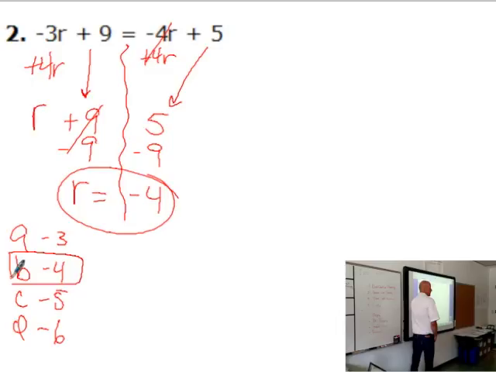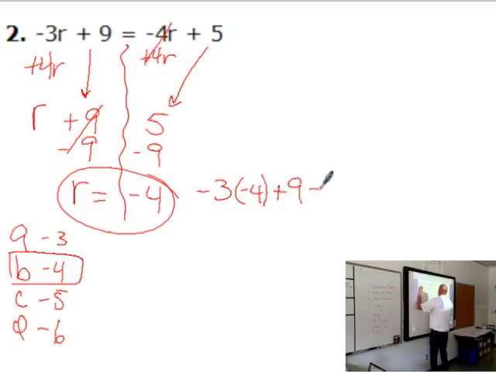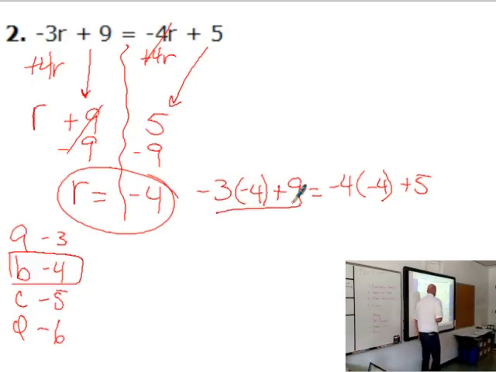When you check it, and you put the negative 4 into the parentheses, it'll be negative 3 parentheses negative 4. And that would be right. Plus 9 equals negative 4 times negative 4 plus 5. Okay? What's that? 21. And then what's this? Right, because negative 4 times negative 4 is 16 positive, plus a 5 is also 21.